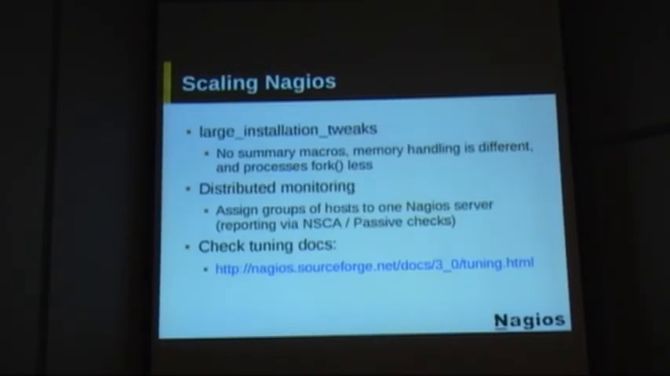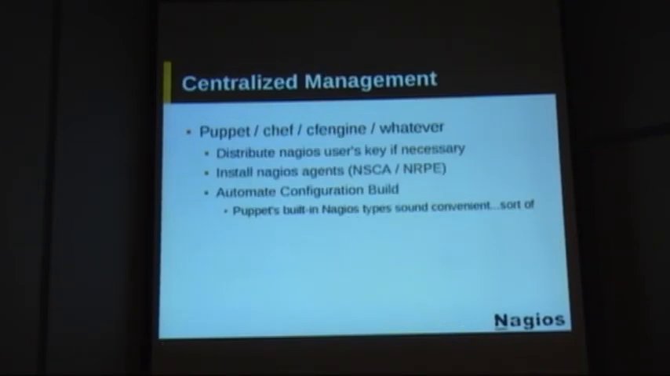Okay, scaling Nagios. Large installation tweaks. It uses less memory, it forks less, and it doesn't do summary macros. If you've got a large shop and your Nagios is too big for one machine, it's taking up all the resources, try turning this on. Now your checks and your scripts that depend on the macros will have to be rewritten, but try it. Distributed monitoring, we talked about briefly. There are tuning docs designed to show people how to do that.